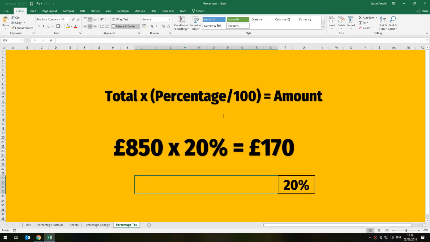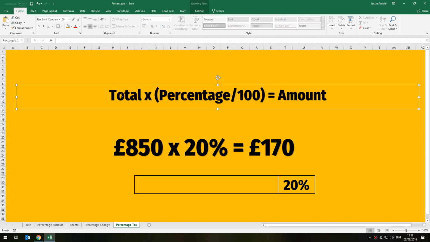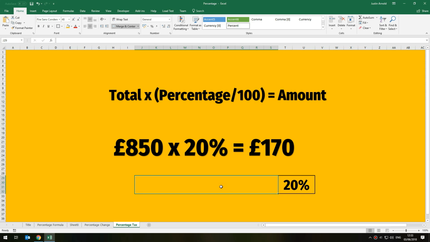Let's look at one other example of where we can take advantage of this percentage formatting. So let's imagine that we bought a laptop for £850 and we've got to add onto that 20% tax. So we know that's going to be 170. We can work that out by using this standard formula. So total, whatever it is, 850, multiply that by, and then in brackets, the percentage, 20, divide by 100. So if I was to write that formula out, so equals 850, multiplied by the percentage, which is 20%, divided by 100, then of course what I'm going to get is 170 pounds, because that's not a percentage.